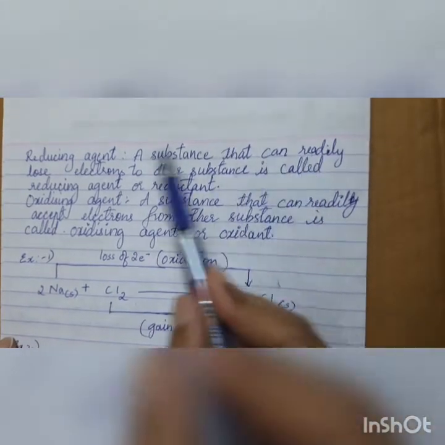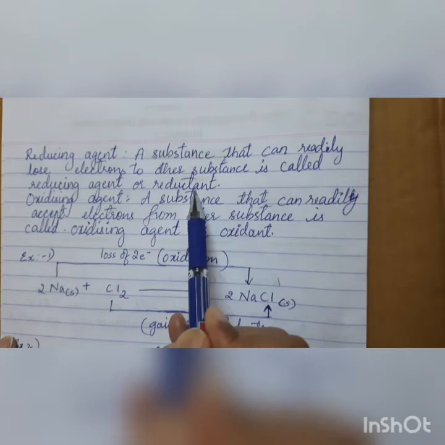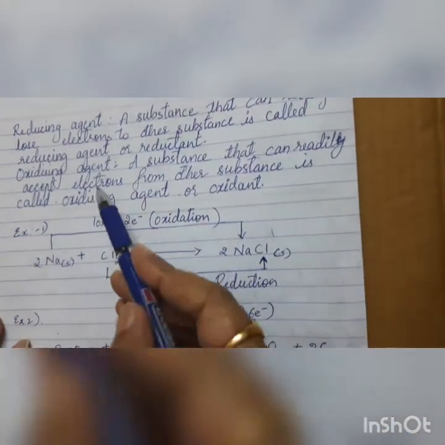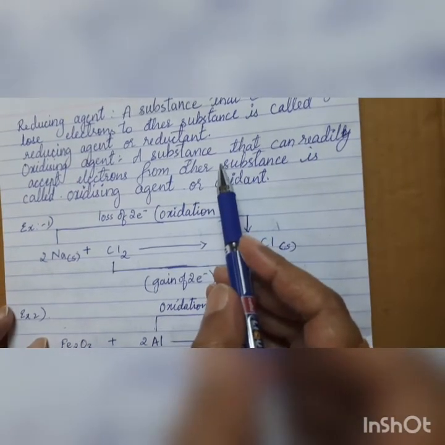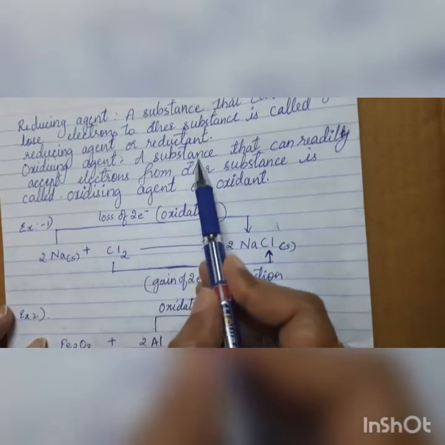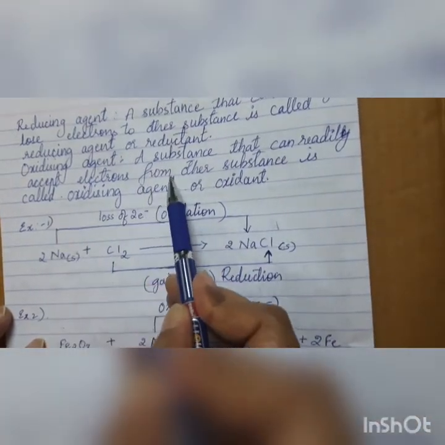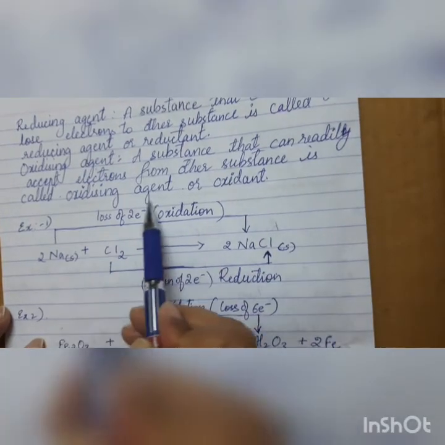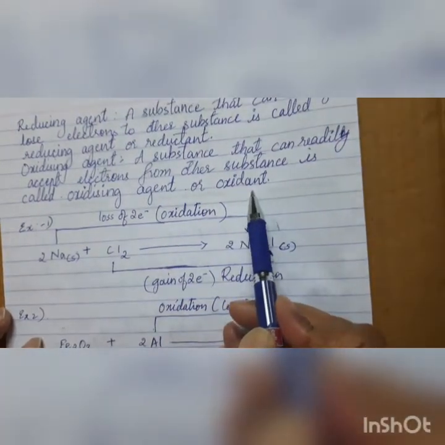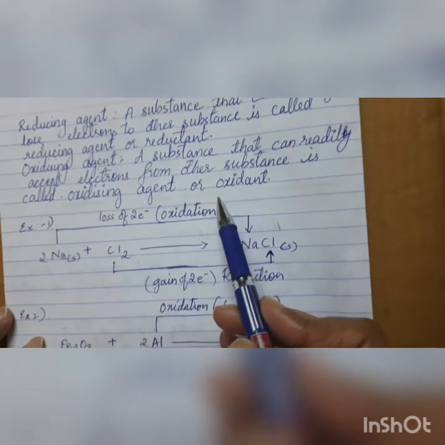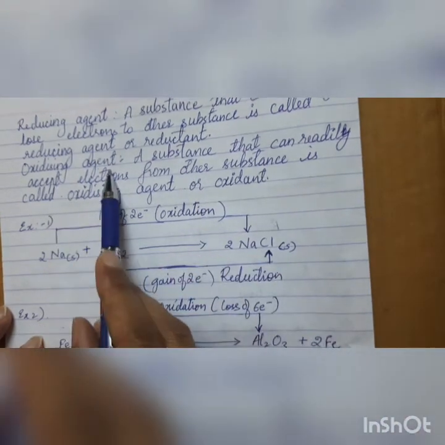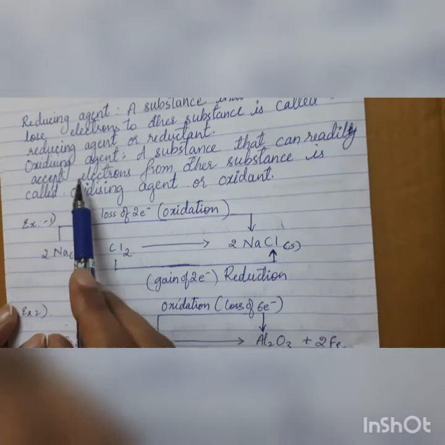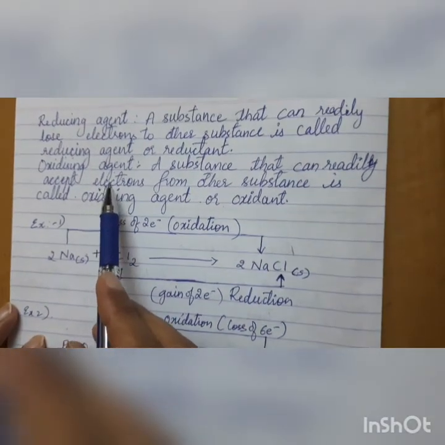So a substance that can readily lose electron to other substance is called a reducing agent or reductant. Exactly opposite is the oxidizing agent. Now the shopkeeper has gained the currency, so he is called an oxidizing agent. So a substance that can readily accept electron from other substance is called an oxidizing agent or an oxidant. Process is reduction, but the substance which is undergoing this reduction is called an oxidizing agent. So this is opposite to oxidation and reduction.